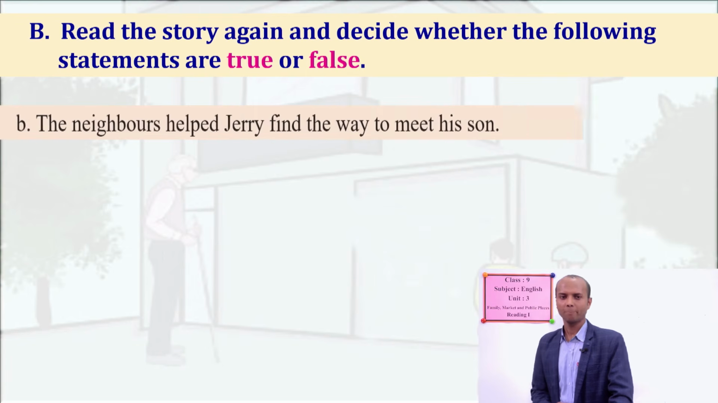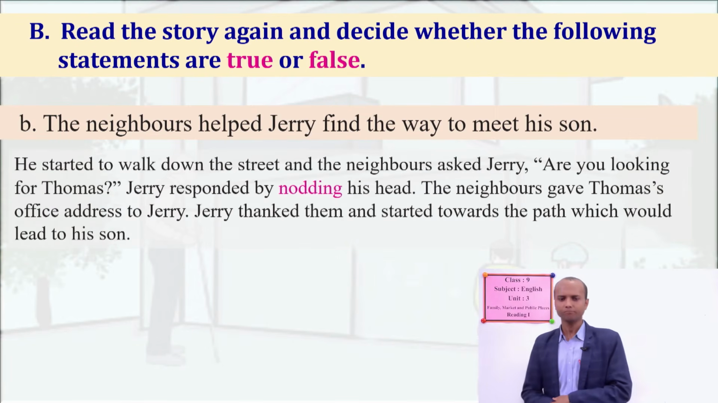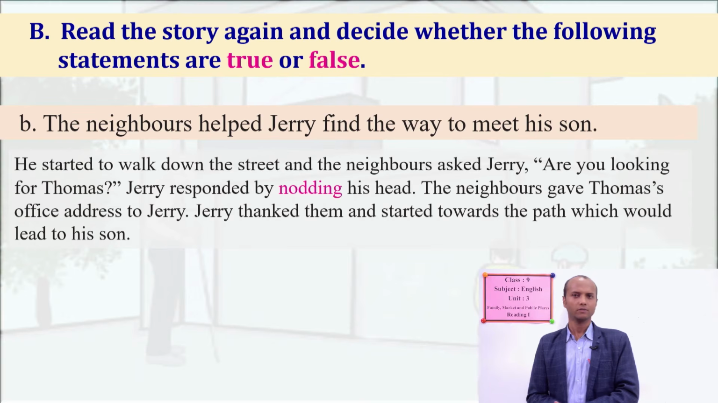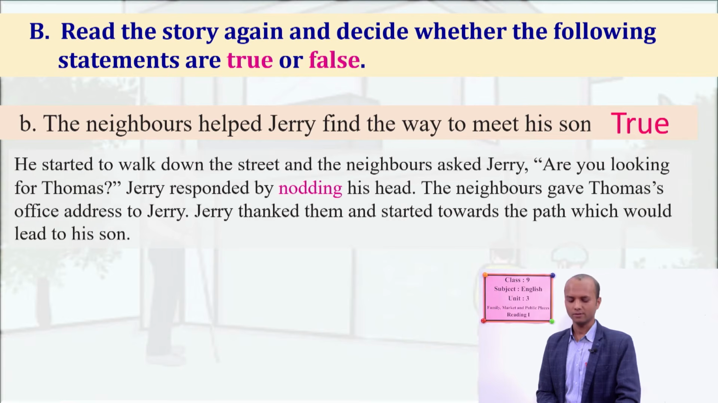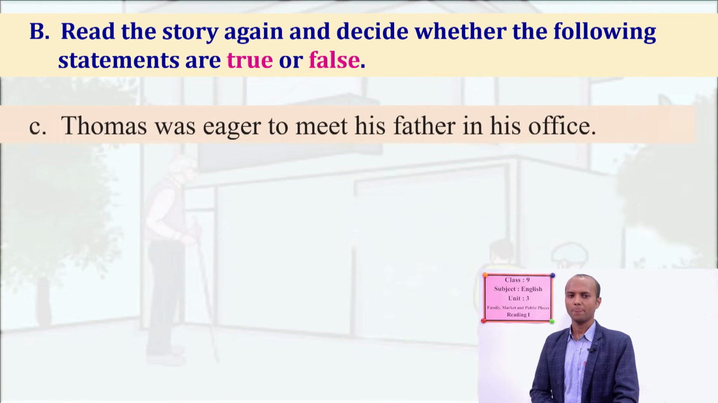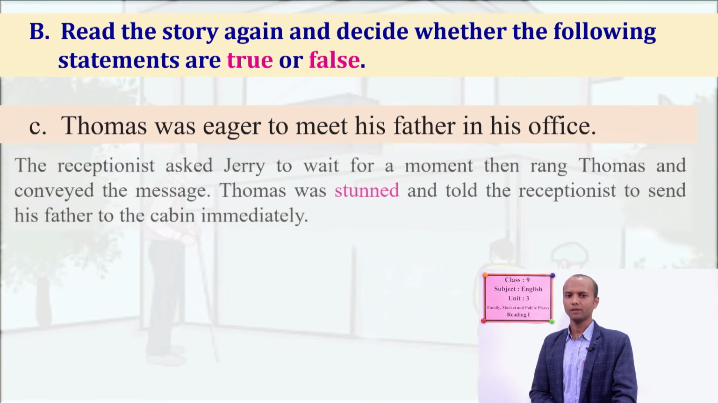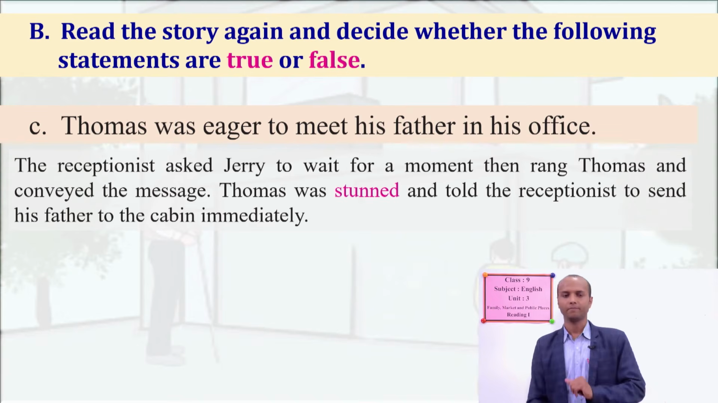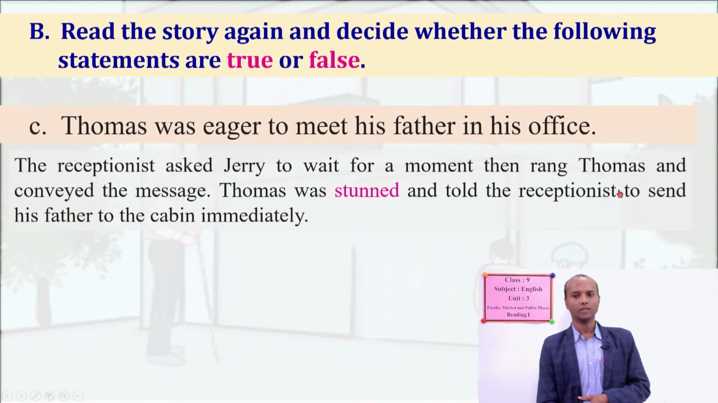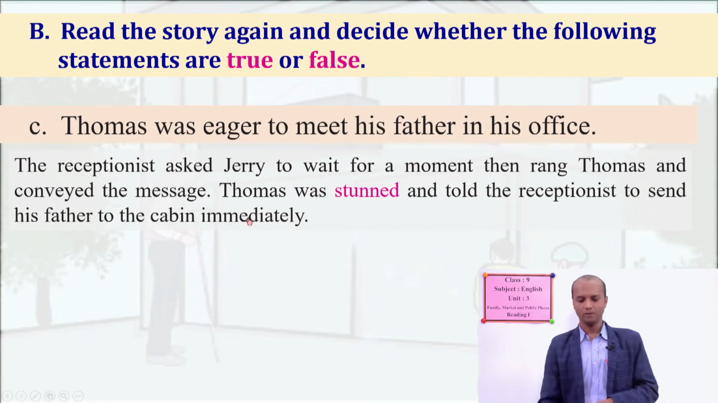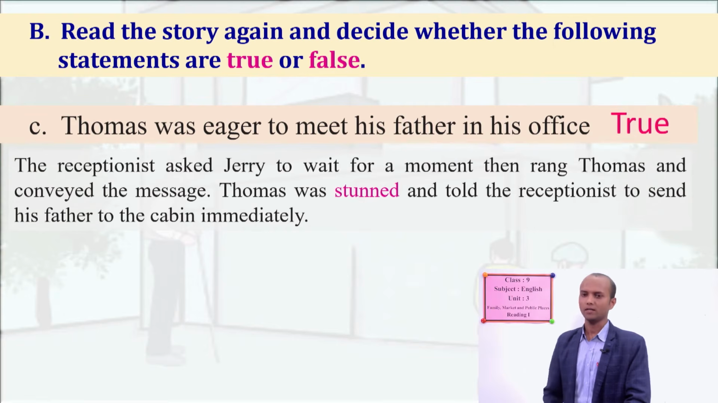Let's see number B. The paragraph is this one. The neighbors helped Jerry find the way to meet his son. Please go through the paragraph and find it out. Is it true or false? Yes, it is definitely a true answer. Number C. Thomas was eager to meet his father in his office. Please read this paragraph. Very good, it is true because he asked the receptionist to send his father to the cabin immediately. Got it? Okay, that's why you can say it is a true answer.